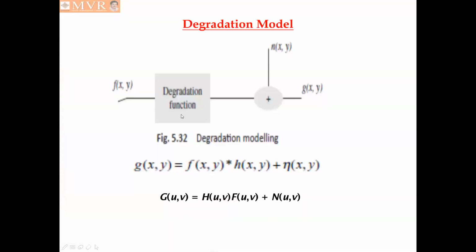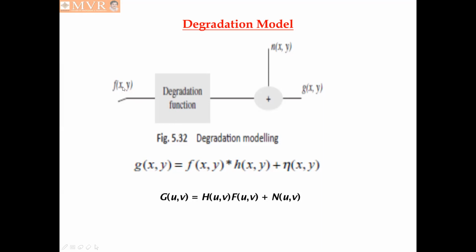Now here you can see what this degradation model is. In this block diagram, we have a degradation function. We have a plus symbol here, which is a summer circuit, and f of x comma y is the input, and the input is applied to the degradation function. So here we have a filter. This is a degradation filter, the degradation function h. We can say that the degradation function will be h of x comma y.